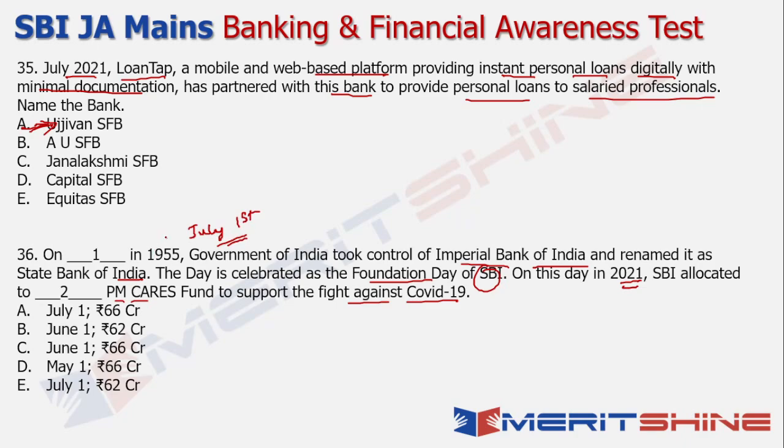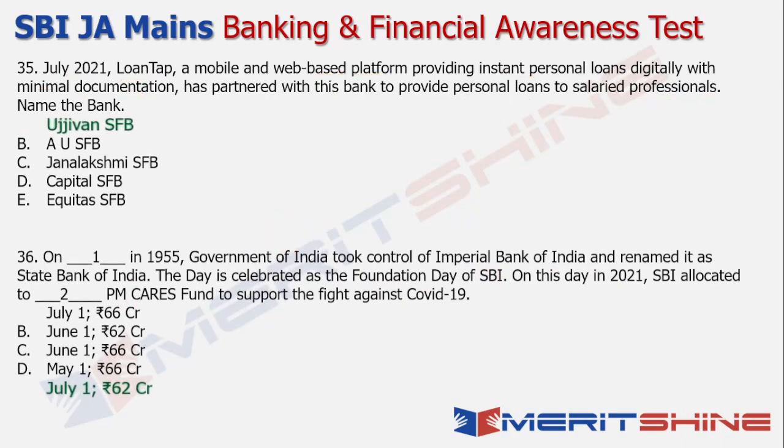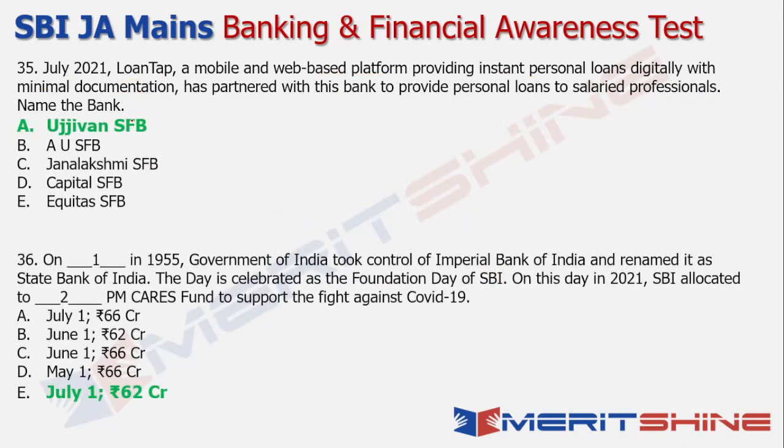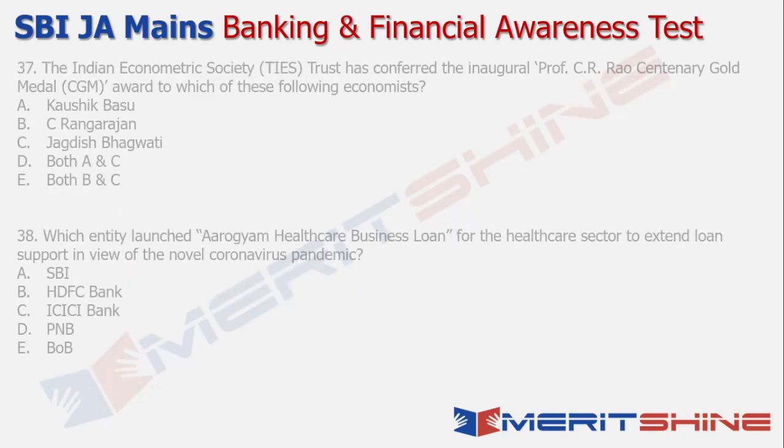And that is basically celebrated as the foundation day of SBI. But the problem is, if you look at the number of years perspective, this happens to be the 66th foundation day of SBI. So if you go by logic, you would think that SBI would have probably contributed 66 crore to the PM CARES Fund. Unfortunately, that's not the case. It has contributed 62 crore, right? So this is where, if you go by logic, you would have probably got this answer wrong. The correct answer in this case is July 1st and 62 crores, right? So these are the answers: Ujjivan SFB and July 1st, 62 crores. Now moving on to the next set of questions.